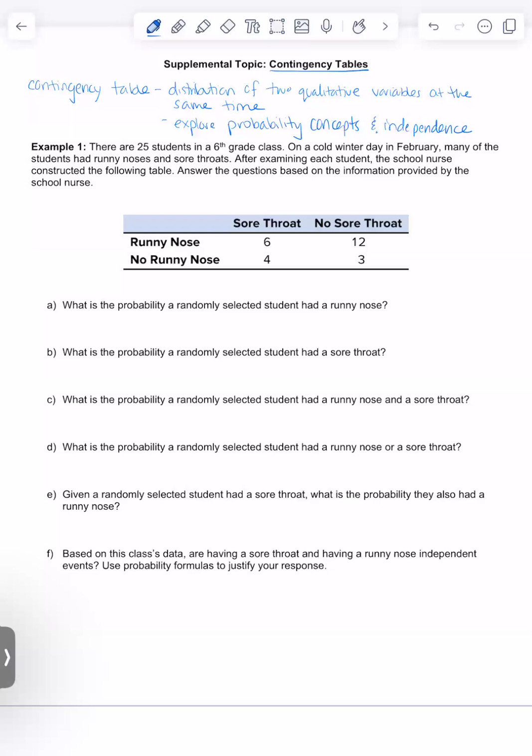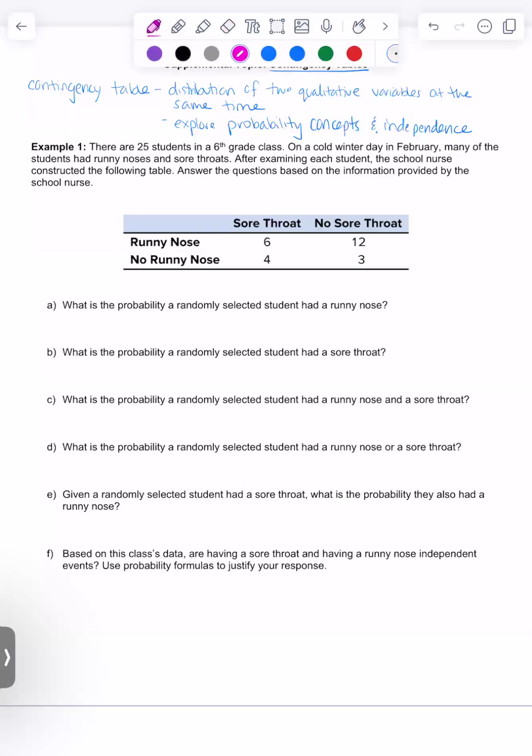Okay, there are 25 students in a sixth grade class on a cold winter day in February. Many of the students had runny noses and sore throats. After examining each student, the school nurse constructed the following table. Answer the questions based on the information provided by the school nurse.